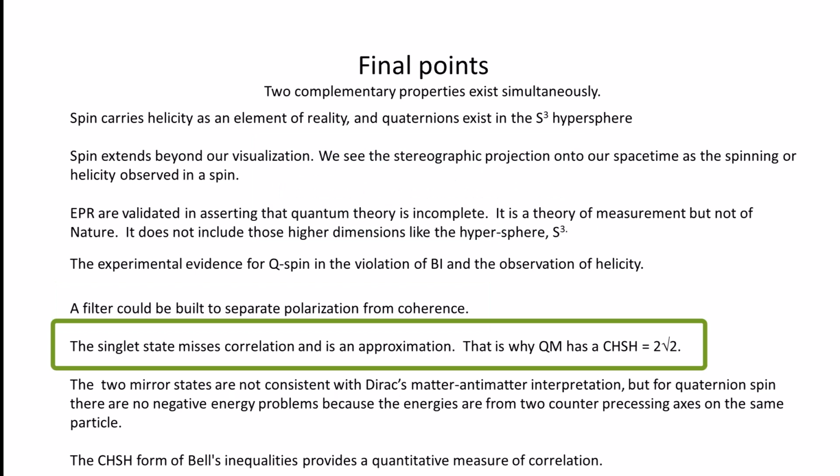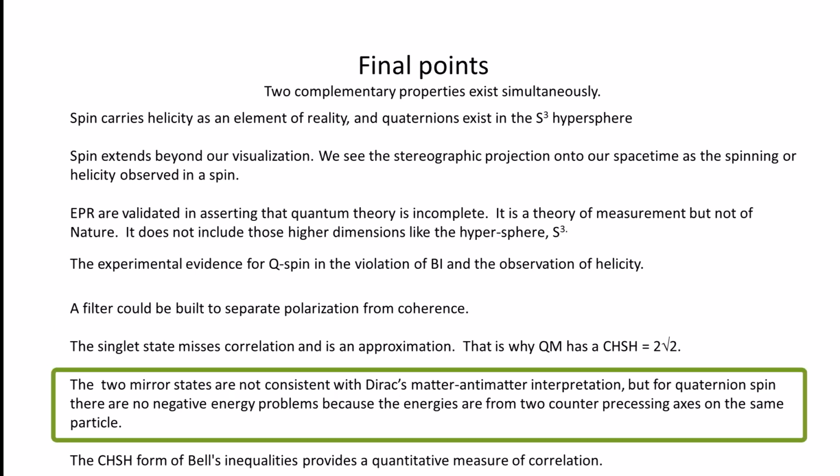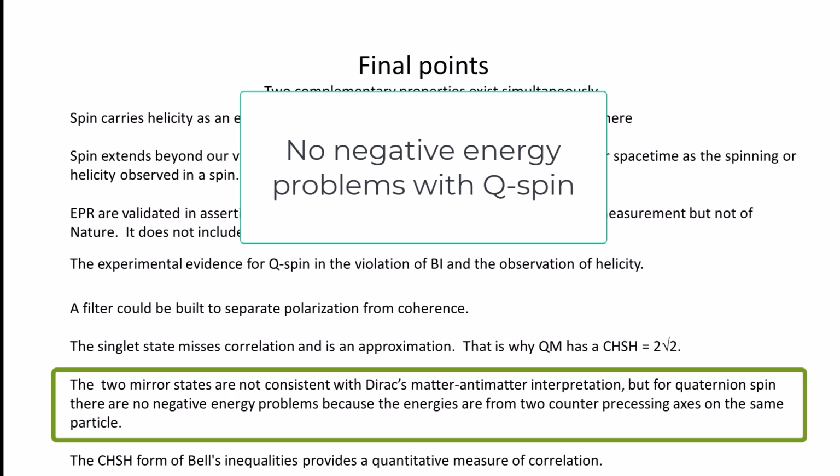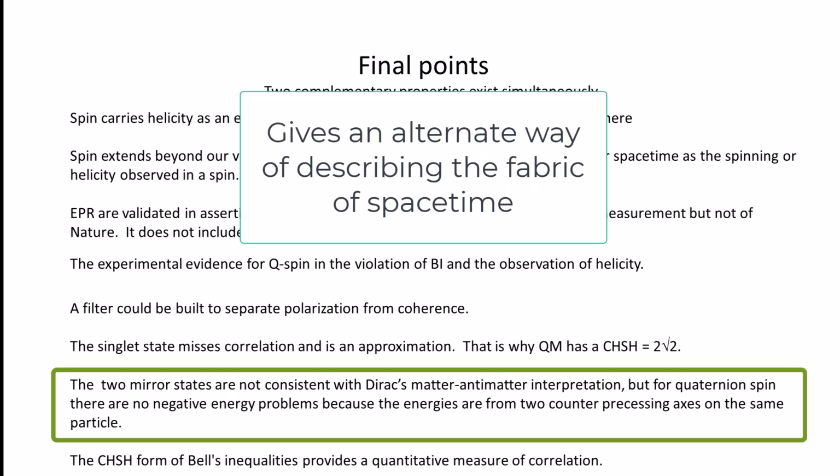The singlet state misses correlation and is an approximation. That is why quantum mechanics has a CHSH value of only 2√2 and not 3. The two mirror states are not consistent with Dirac's matter-antimatter interpretation. But for quaternion spin, there are no negative energy problems because the energies are from two counter-posing axes on the same particle. This gives an alternate way of viewing the vacuum state and perhaps challenges the idea that the fabric of spacetime is a field of harmonic oscillators.